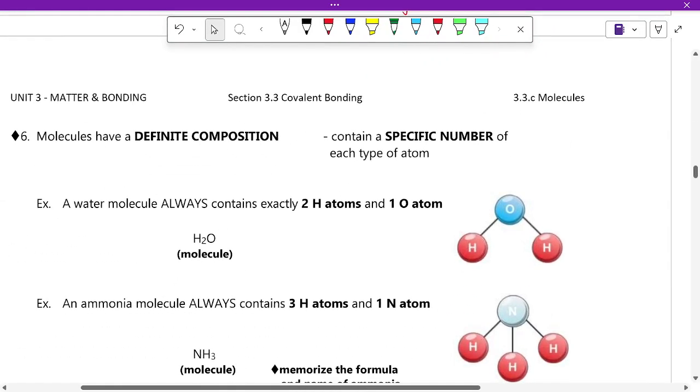Okay, molecules. This part is enriched, so if you're like, I am bored and I would just like to take a little nap for a moment, just put your head down on your desk and have a little nap. Okay, totally fine.